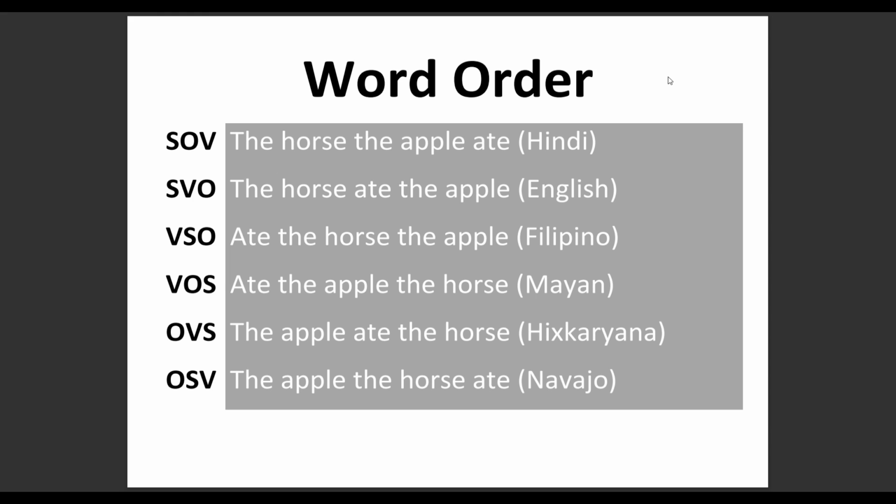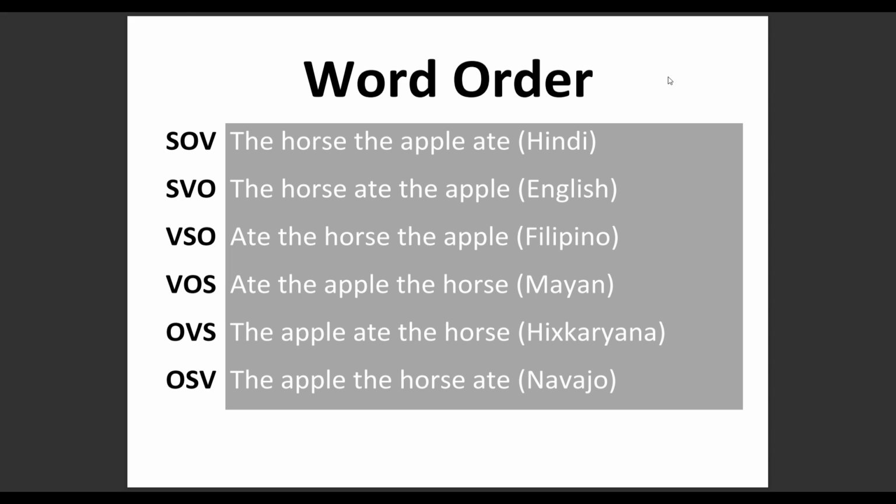And I'll just read the sentences from the top to the bottom. The horse the apple ate. The horse ate the apple. Ate the horse the apple. Ate the apple the horse. The apple ate the horse. And finally, the apple the horse ate.